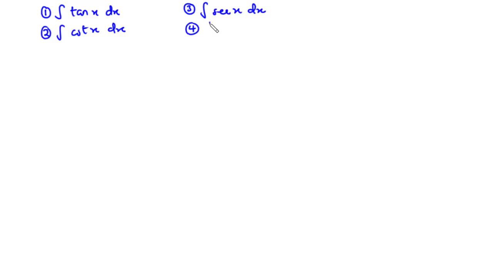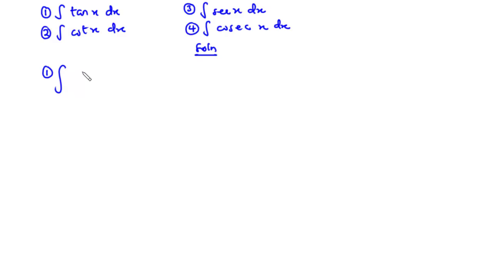So aside from the integrals of the 6 trig functions we've already spoken about, let's look at how to find the integrals of the following. So first, we want to talk about the integral of tan x dx. Second, integral of cot x dx. Third, integral of sec x dx. And then lastly, we have the integral of cosec x dx. So let's start with the first one.